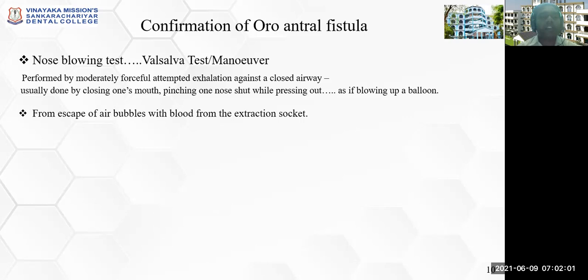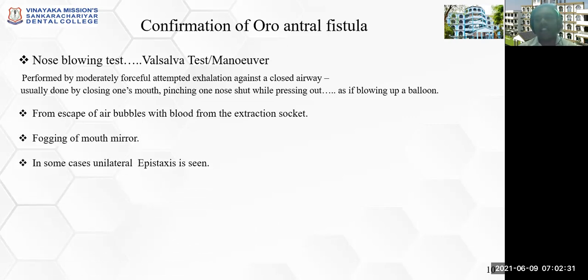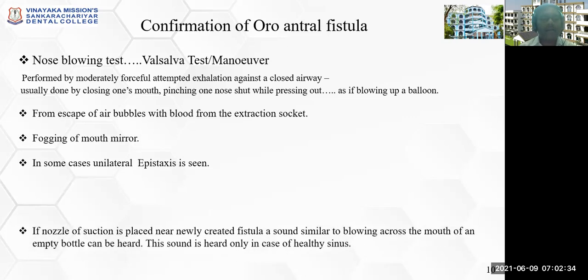The other method is, you can see escape of air bubbles with the blood from the extraction socket. Since the communication is there, you can see some air bubbles, because the maxillary sinus is an air cavity. So if the communication is established, through that opening, the air can come and mingle with the blood, and you can see that in the extraction socket. You can also see the fogging of the mirror due to the airflow. And in some cases, unilateral epistaxis can be there.